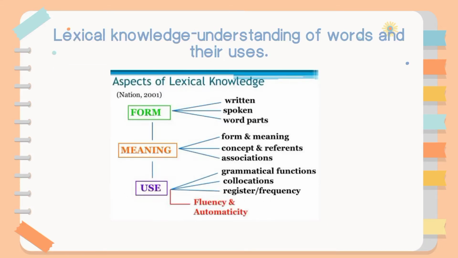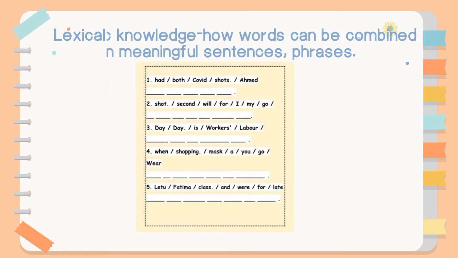Next is the lexical knowledge. Lexical knowledge can be expressed in words. It encompasses all the information that is known about words and the relationships among words, their understanding and their uses. As you can see here in the picture, it is about understanding the words and their uses. Next is syntactic knowledge. Syntactic knowledge is knowledge of how words can be combined in meaningful sentences or phrases. For example, word order correction tasks.